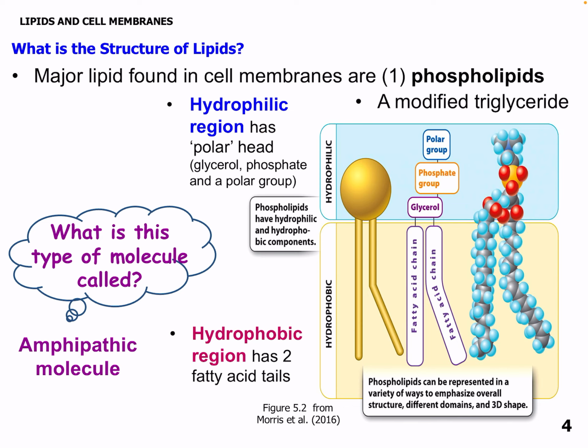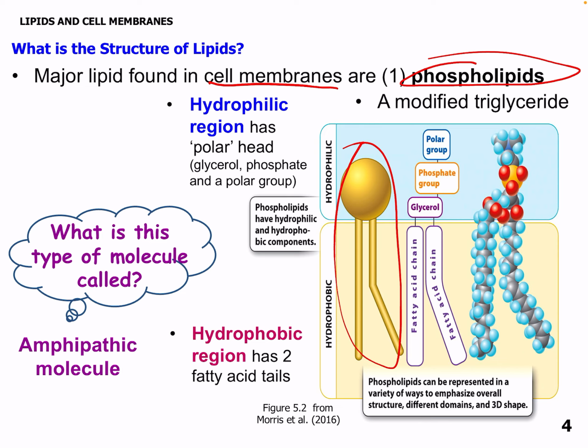The major lipid found in our cell membranes are the phospholipids. That's why you've probably heard it referred to as the phospholipid bilayer, because it's created from these phospholipids, which is this entire molecule right here. It essentially is a modified triglyceride. The phospholipid has 2 regions. We have a hydrophilic region that's associated with water. This is on the outer side of the membrane, and it has a polar head formed of glycerol, phosphate, and a polar group. Here's that glycerol, phosphate, and polar group.